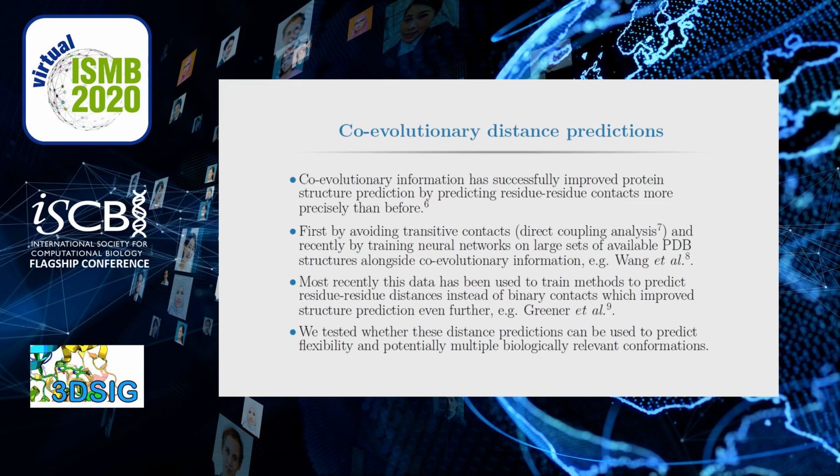And then the most recent improvement has also been done by training neural networks, but instead of predicting the binary contact, yes or no, these networks were trained to predict the distance between two residues. And this yields a probability distribution over certain distance bins between the two residues. And we wanted to test whether these distance predictions can be used to predict flexibility of two residues, or then even to predict multiple relevant states of a protein.